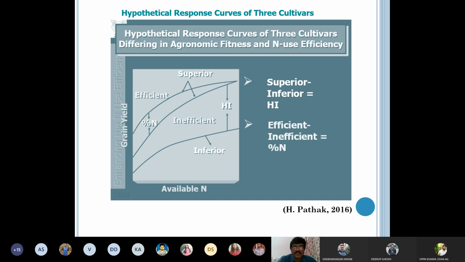And also see the differences in nitrogen percentage. Differences in nitrogen percentage in the shoot are also important. The more the nitrogen content in the shoot, the more will be transferred to grain, and the higher the harvest index. So this is how people say that harvest index is a better criterion to see nitrogen use efficiency in rice cultivars.